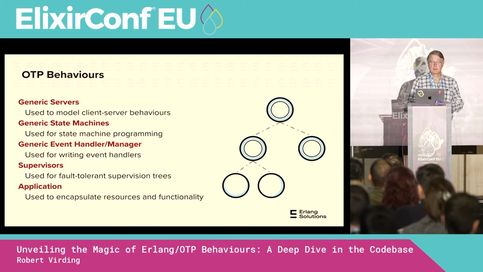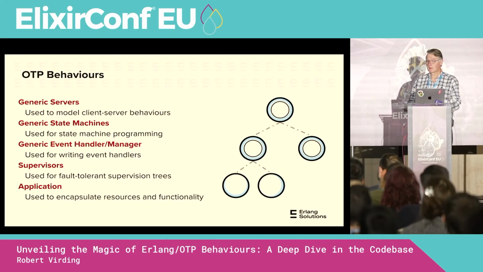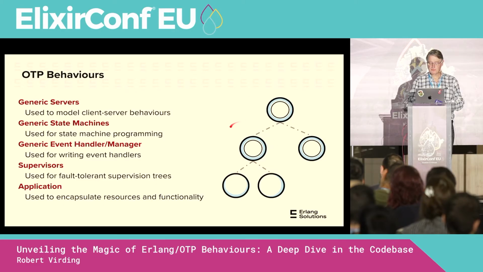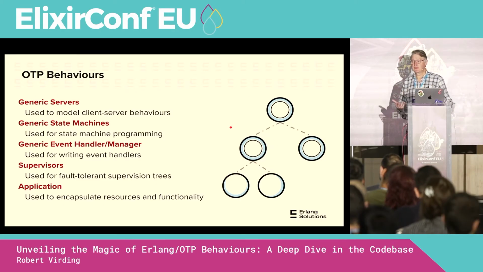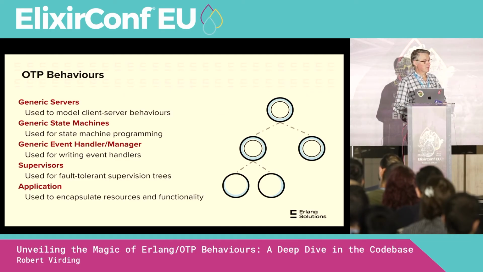They're the ones that are used to build fault-tolerant supervision trees. So this is something like we've got on the right-hand side. We have supervisor processes and they have children processes. And supervisors manage their children. They know of their children. So if a child dies, the supervisor will typically restart that child process.